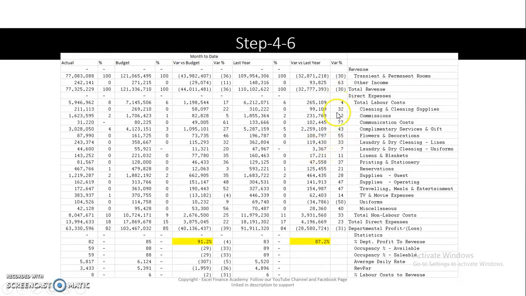And now the labor is only down by 4%, which means most of the labor is fixed. So we are not able to influence the labor cost here, the reason being it's fixed.